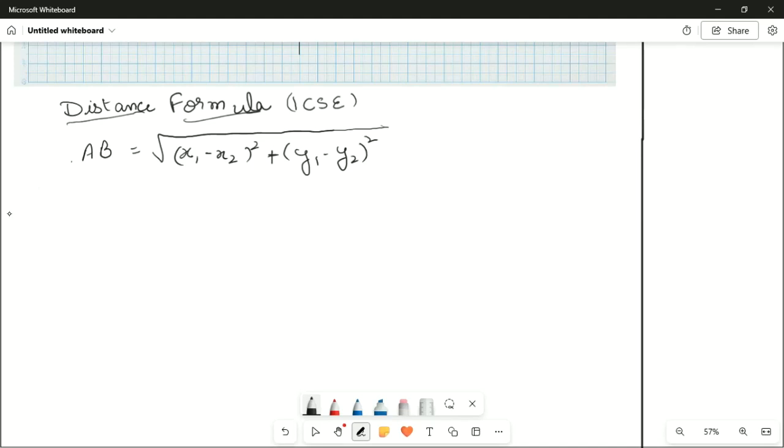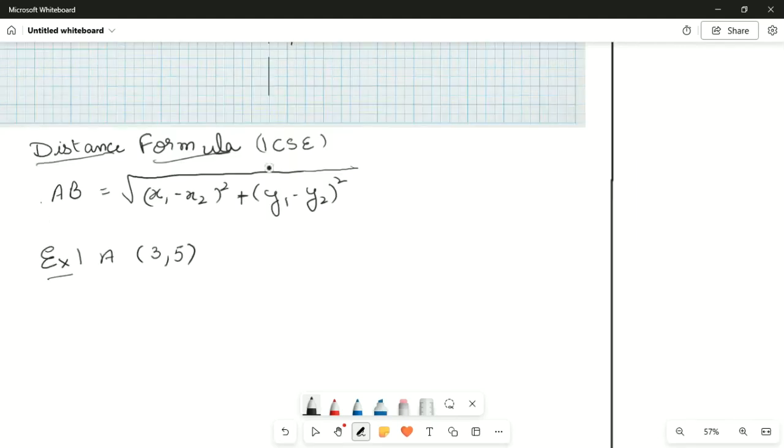Want to know how far 2 points are from each other? Use the distance formula. Let's go for an example. Example 1: point A is (3, 5), point B is (-4, 2). Let's find the distance between these.